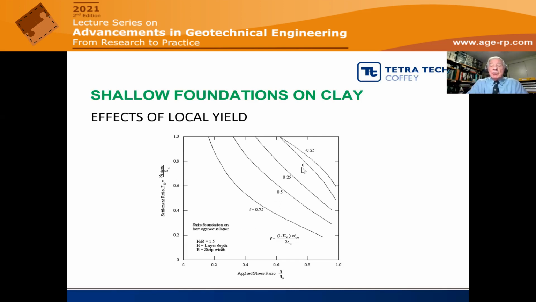The closer you are to non-uniform horizontal and vertical stresses, the less likely it is that local yield will be important. But if you have low factors of safety, and that can happen, of course, with embankments on soft clay, then this local yield effect can be fairly important.